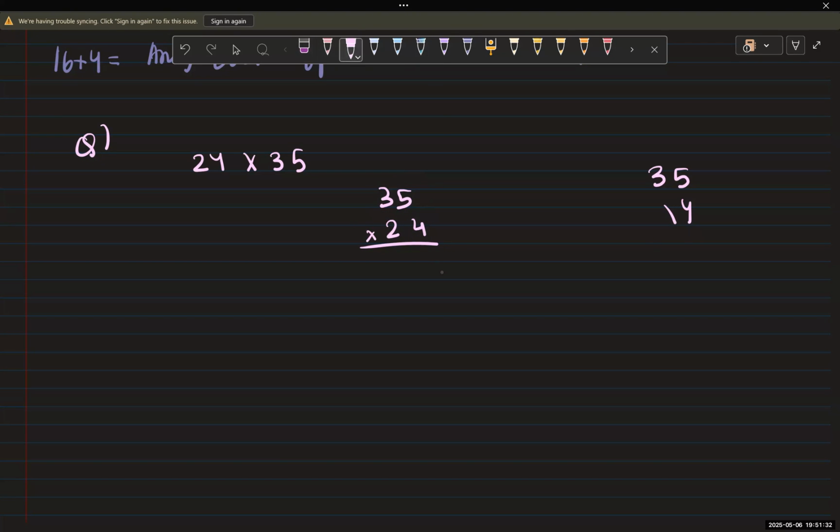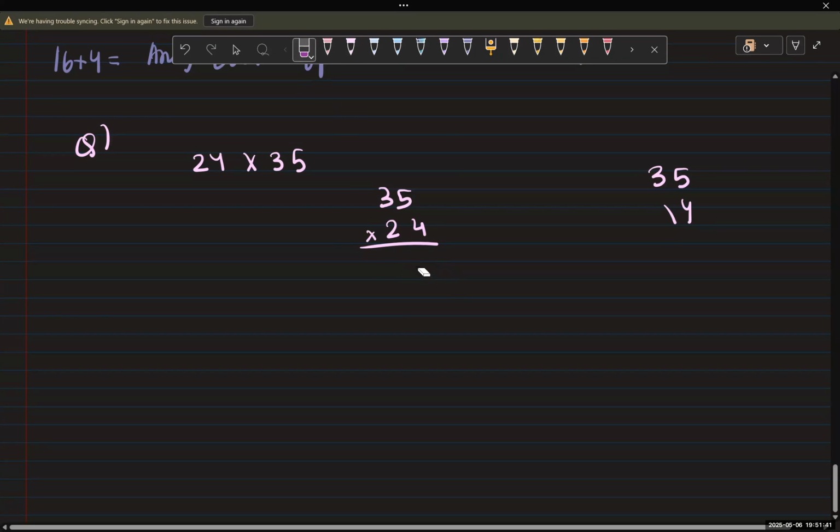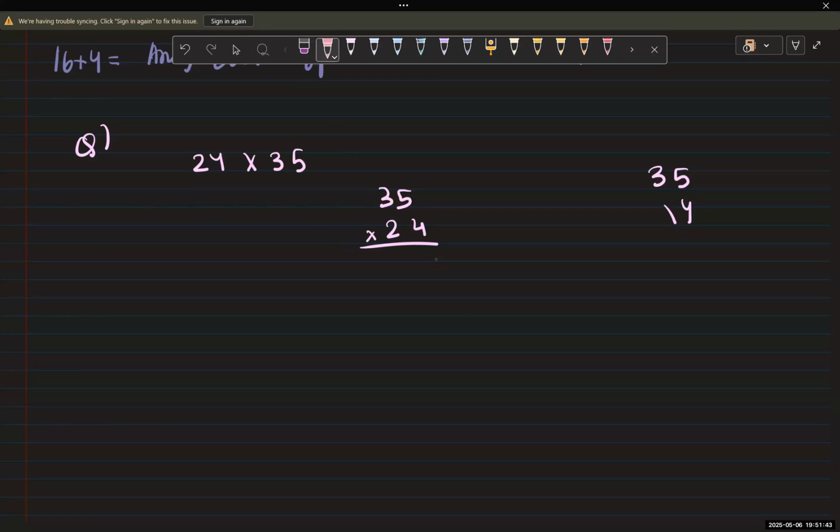How much is 4 5s? 4 5s are 20. So what should I write? Should I write the whole 20, should I write 2 or should I write 0? Yes, I'll write 0 here, and the balance will be 2. Now 4 3s are how much? 12. Yes. So it will be 12 plus 2 which was the balance, so it will be 14.